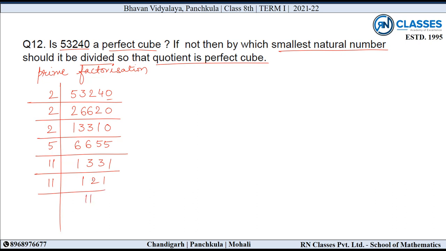121. And again, divisible by 11. So prime factorization we get as 2 into 2 into 2 into 5 into 11 into 11 into 11. This is what we get. So, is it a perfect cube? Make triplets. First triplet complete. Second triplet complete. But the triplet of 5 is not complete. No. It is not a perfect cube.